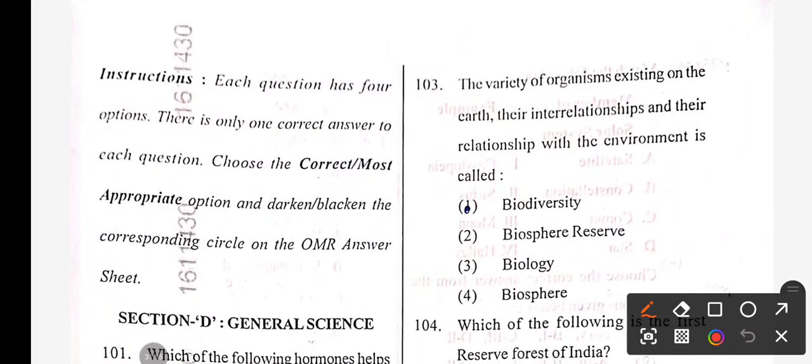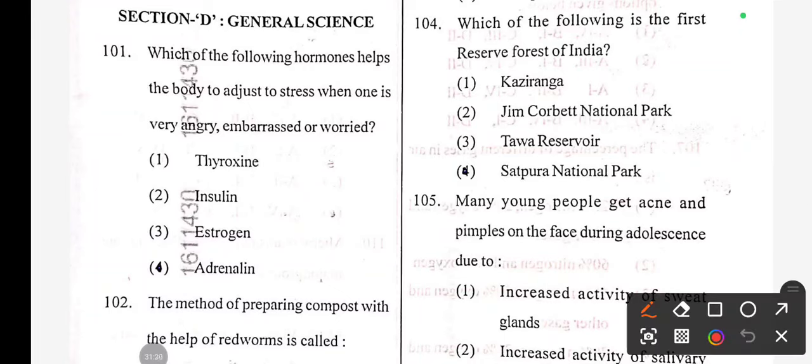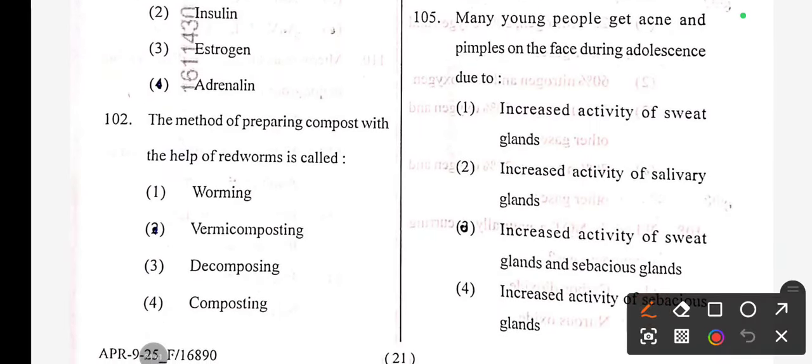Question 103. The variety of organisms existing on the earth, their interrelationships and their relationship with the environment is called biodiversity. 104. Which of the following is the first reserve forest of India? Answer 4. Satpura National Park. 105. Many young people get acne and pimples on the face during adolescence due to. Answer option 3. Increased activity of sweat glands and sebaceous glands.